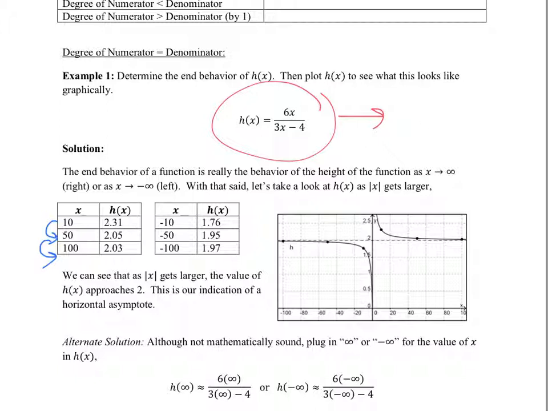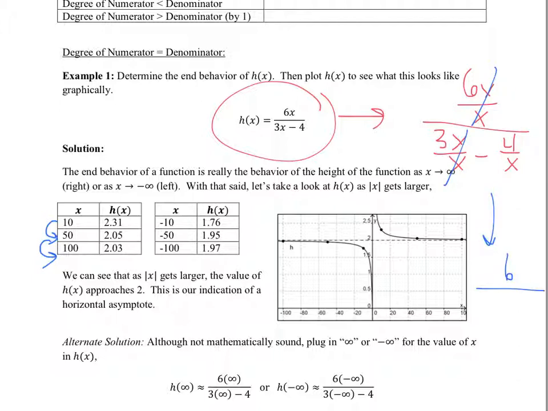What's 6x over x to the one? What is it? Just 6, be careful. 6x over x to the 1 is just 6, right? In the denominator, divide these by x. These cancel, this function can be written as 6 over 3 minus 4 over x. It's the exact same thing. This in blue at the bottom here is the same thing as up here.